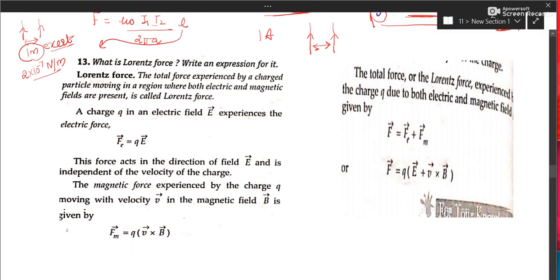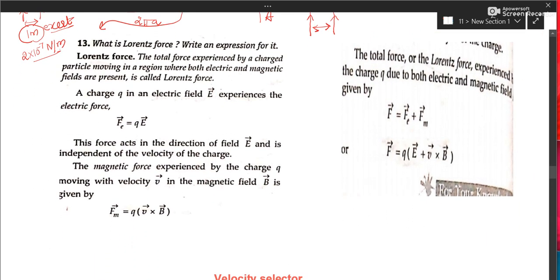Okay, then we have a small topic. What is Lorentz force? See, we know electrostatic force is given by this whenever a charge is placed in electric field.